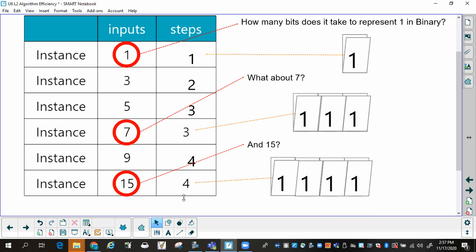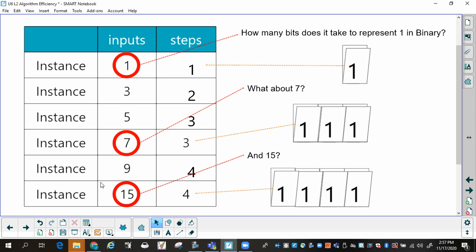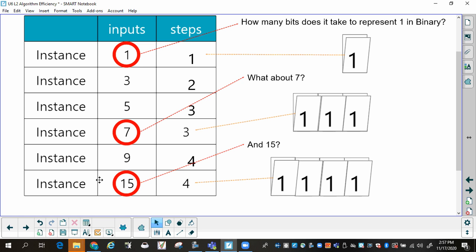Do you notice? However many bits I need to represent the number, that's how many times I have to check it. Or that's the maximum number of steps. So whatever my number is, the number of bits to represent that number is how many steps in the binary search at worst case to determine if it's in the list or not.